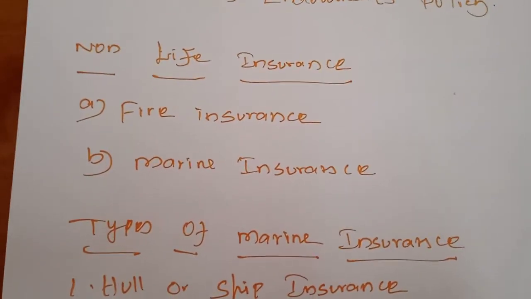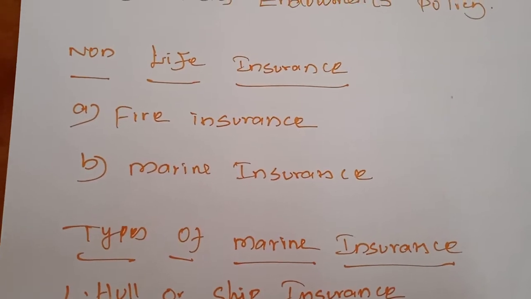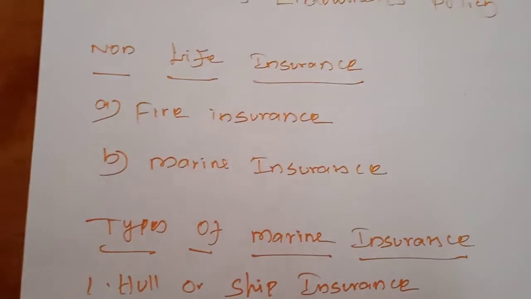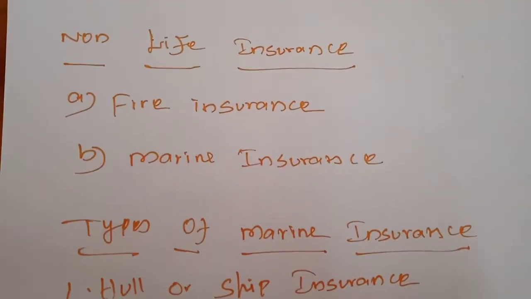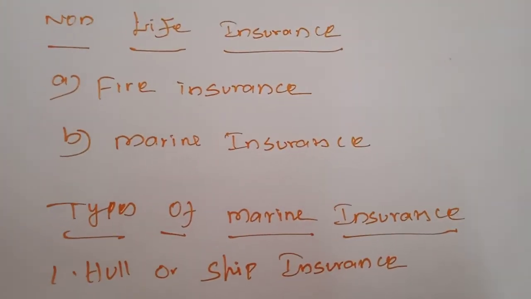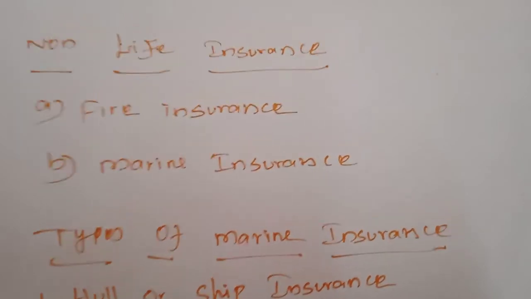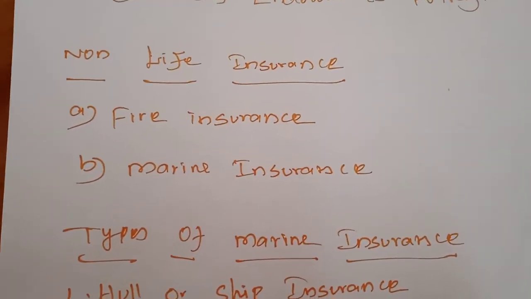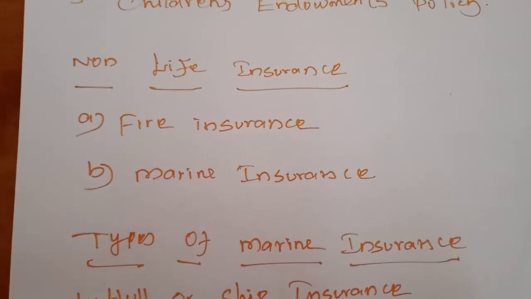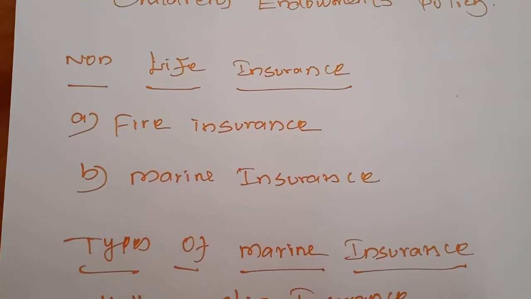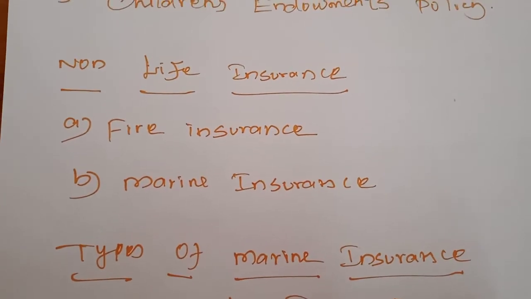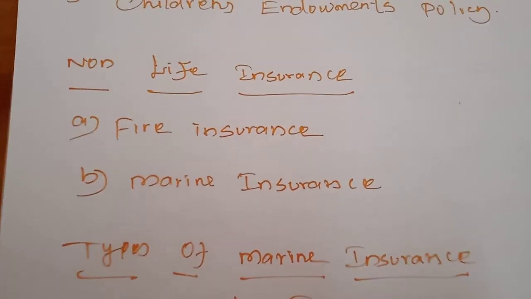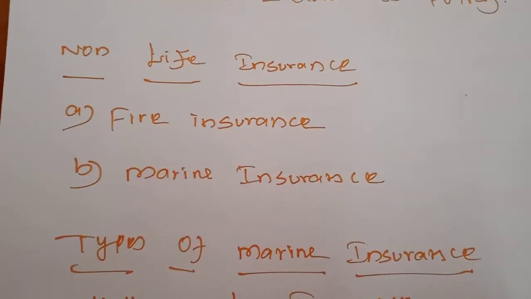Next, the fire must be accidental and non-intentional. As I said, a fire accident always happens accidentally. For example, crackers may damage the goods, and sunlight may also be the cause of a fire accident. So the fire must be accidental and non-intentional.